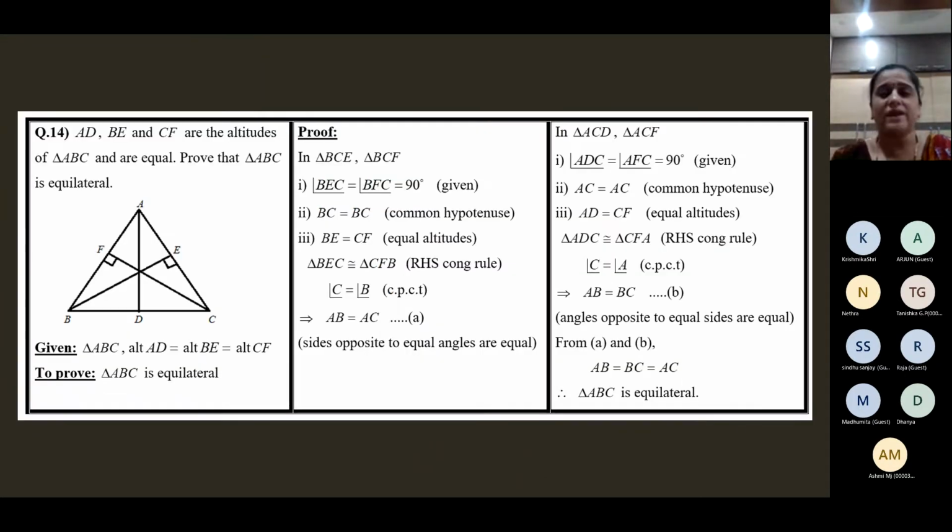Now write down this proof. We'll do this now in the class. Write down this proof, children. We'll do it now in the class. As you're writing, try to understand something so that when I explain, it becomes very clear. I'm right here. I'm just turning off my video.